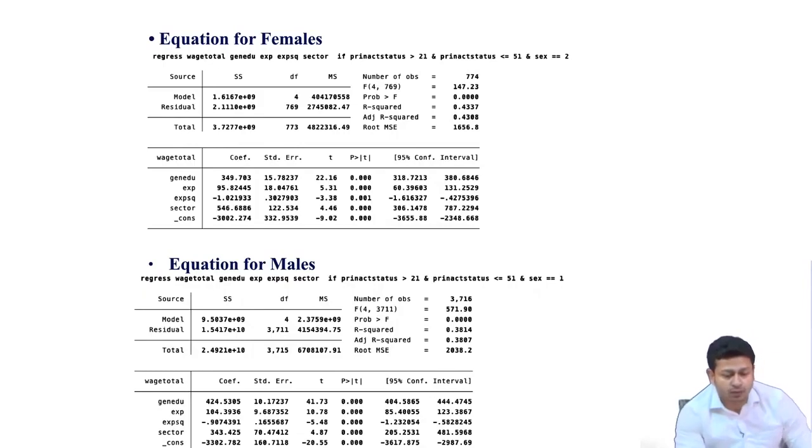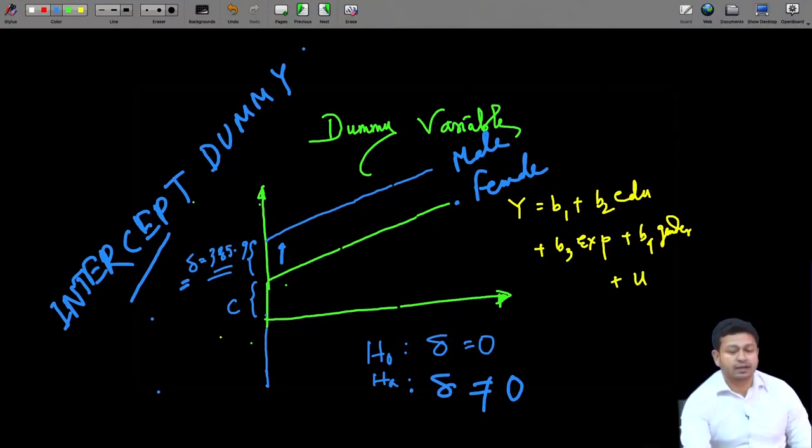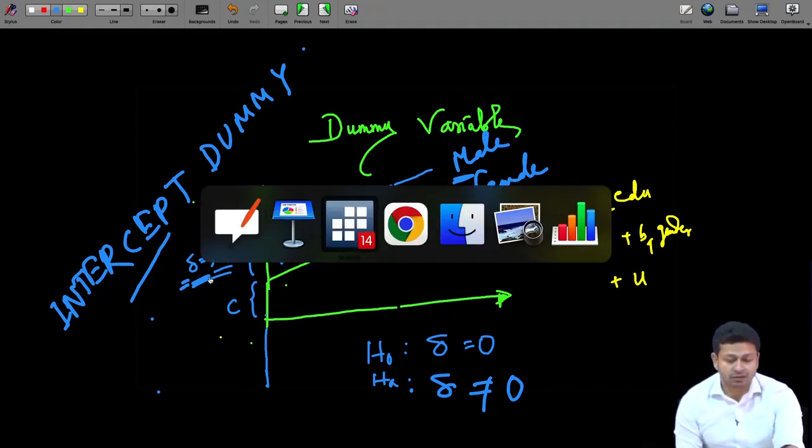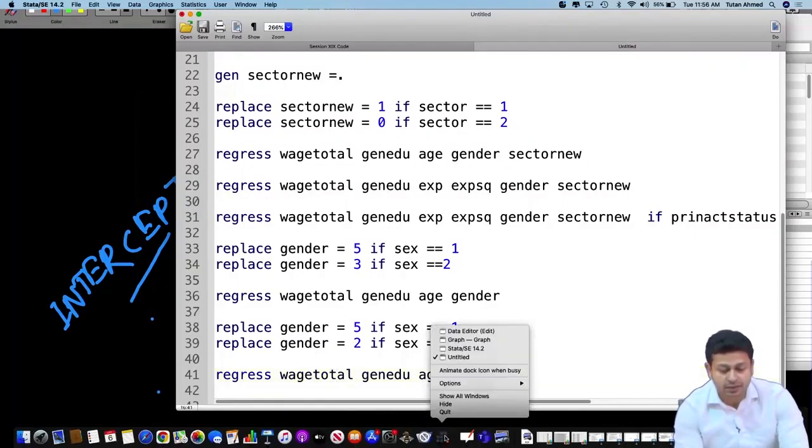Now we have seen in the previous equation, if we go back to the diagram, that our equations for males and females are essentially the same. The only thing that differentiates a male's equation vis-a-vis a female's equation is this delta term. So let us actually go back to the regression equation.